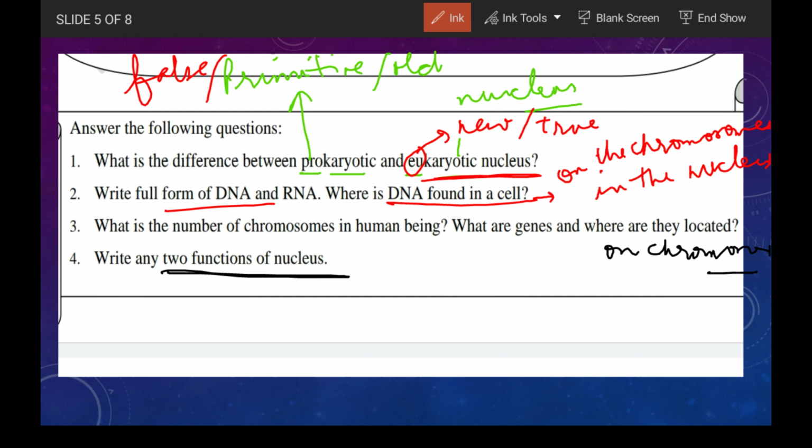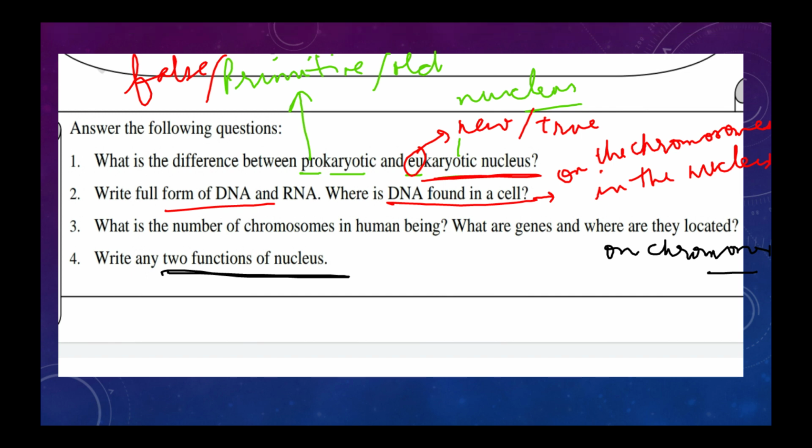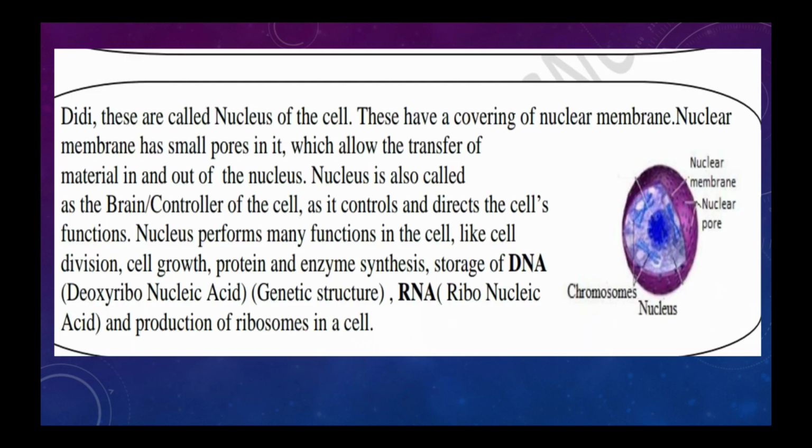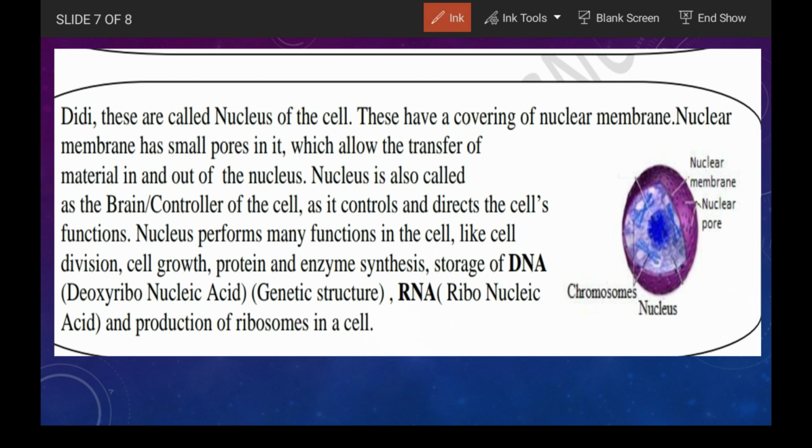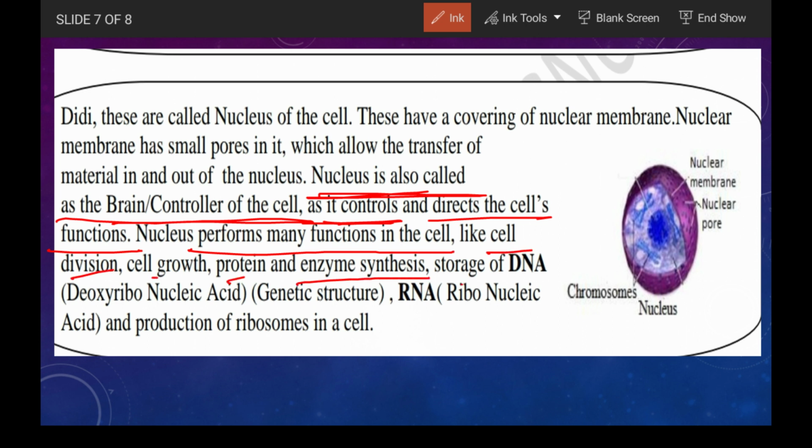Write any two functions of the nucleus. We can again move to this part. The nucleus is called the brain controller of the cell, as it controls and directs the cell functions. It performs many functions like cell growth, division, protein and enzyme synthesis, storage of DNA and RNA, and production of ribosomes in the cell. So this is your answer number 4.